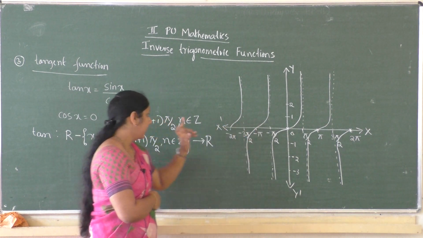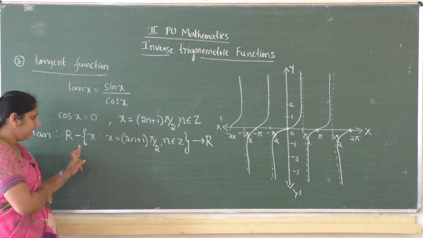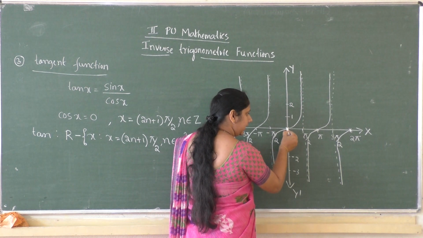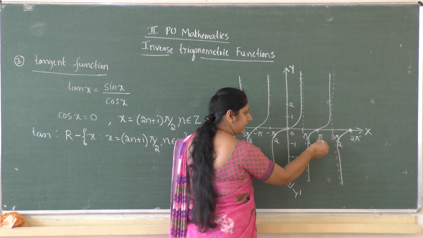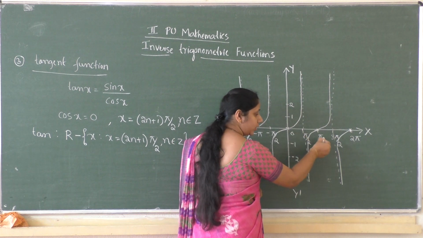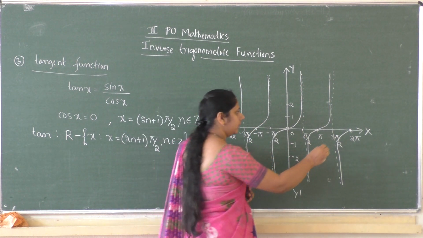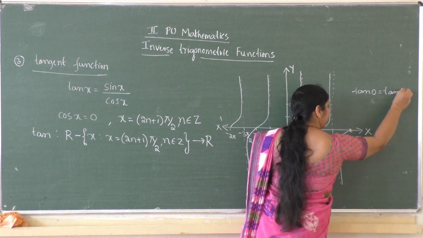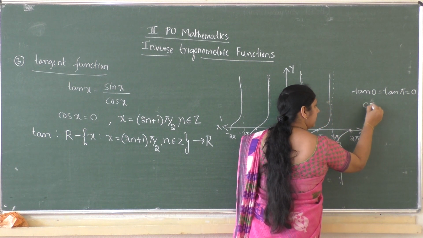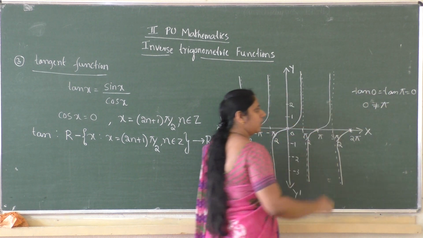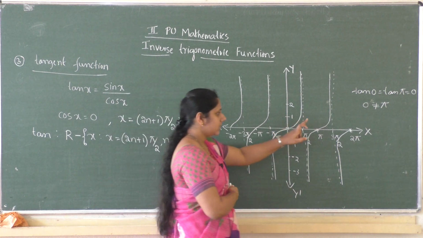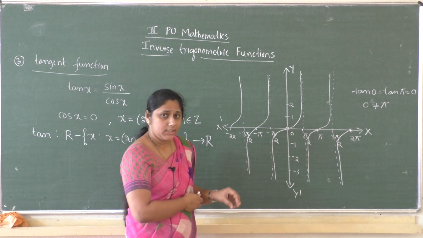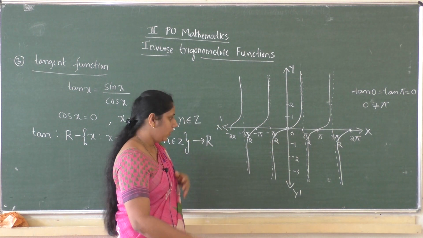Now as a whole, what is the domain? It is R minus this set. As a whole, see here at 0 and at pi, tan 0 is 0 and tan pi is also 0, right? So tan 0 equals tan pi, but 0 is not equal to pi. So this function will not be one-one. If a function is not one-one, then the inverse of that function will not be defined, right?